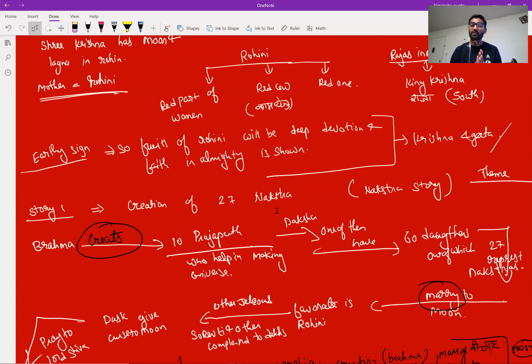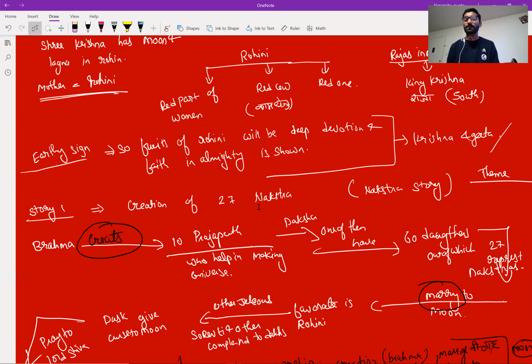The first story is the creation of the 27 nakshatras. The story is like this. Brahma is the creator of the universe. In Hindu mythology, we call Brahma the creator of the whole universe. So the first theme is creation. Brahma created the 10 Prajapatis, who are also called the sons of Brahma, who help in making the universe. And Daksha is one of the 10 Prajapatis, also called a son of Brahma.